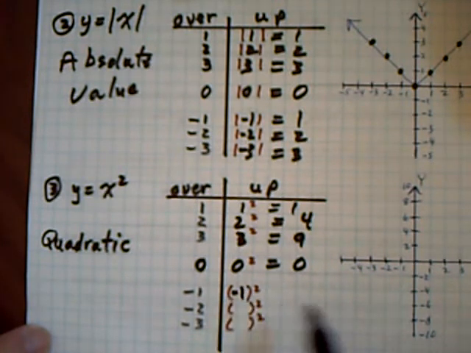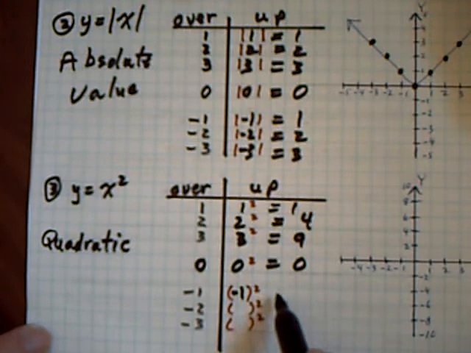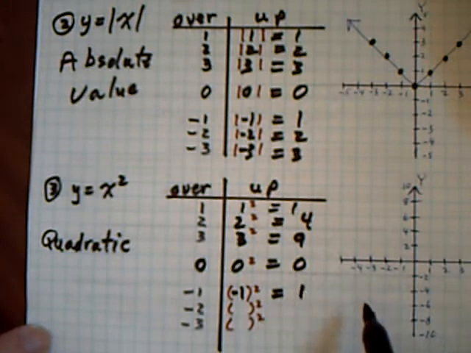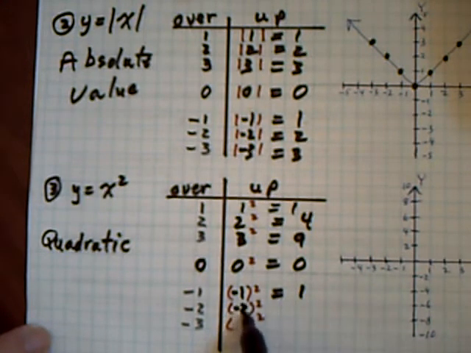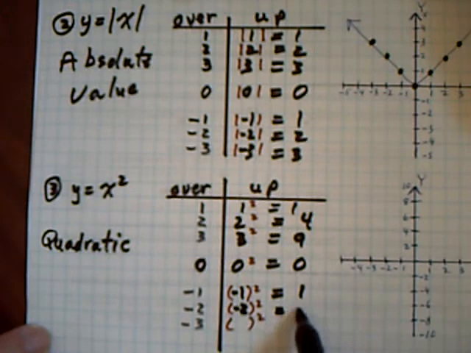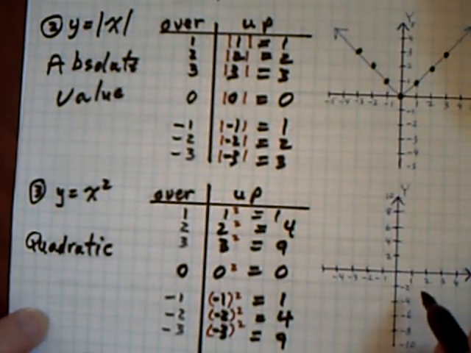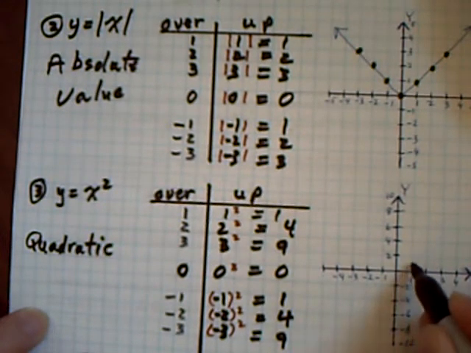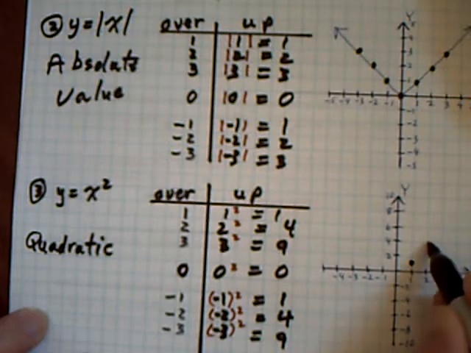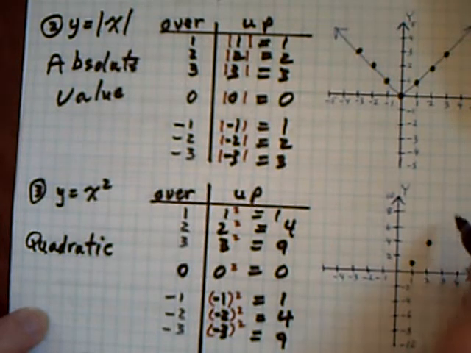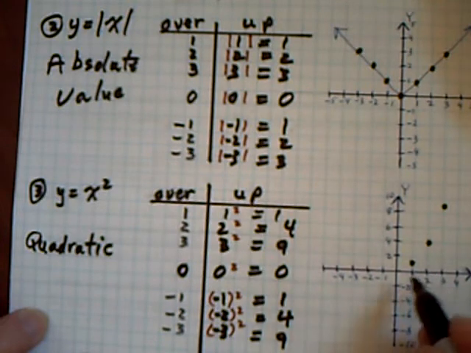If I go to the left 1, I'm going to go up negative 1 all squared, which is up 1. Negative 2 all squared is going to be up 4. And if I go to the left 3, I'm going to go up negative 3 all squared, which is up 9. So what you get here when you plot it is if I go over 1, I go up 1. If I go over 2, I go up 4. If I go over 3, I go up 9. And over 4, of course, I go up 16.